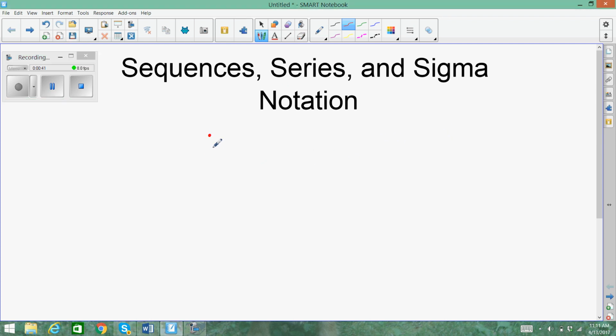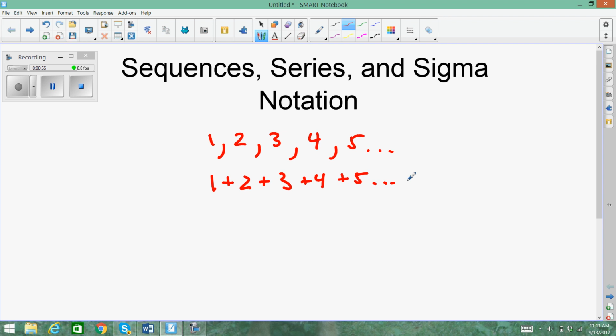So, this is a sequence, and this would be the series, like that, okay? And so there's not really a big difference between the two. If you confuse the language, no one's going to get that mad at you. You probably understand. So really what we're going to focus on is sigma notation today.